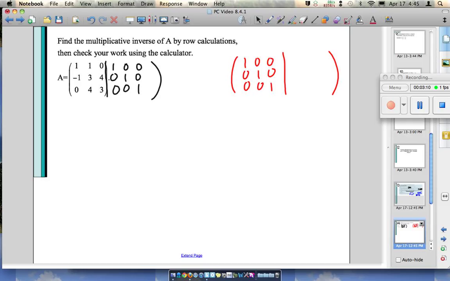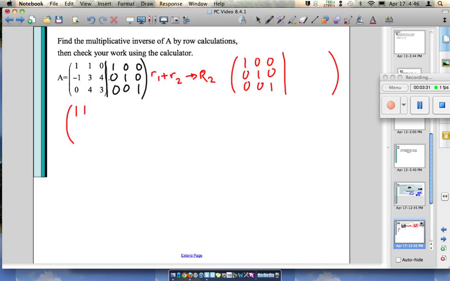I'm seeing some steps that I can take here. It looks like I could add row 1 and row 2. First of all, row 1 is halfway there. It's got the 1 where I want it. But if I add row 1 and 2, and replace row 2, then row 2 will also have that 0, and it'll be halfway there. So let's perform that operation.